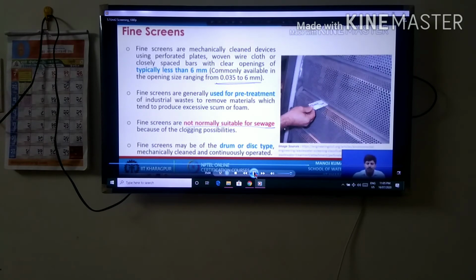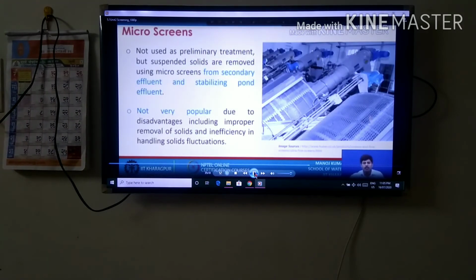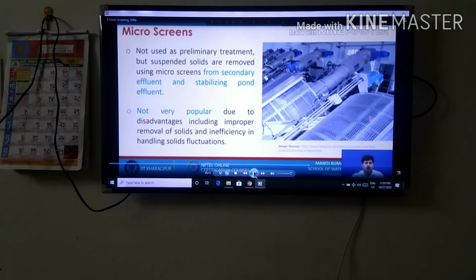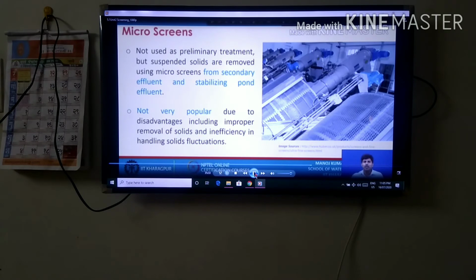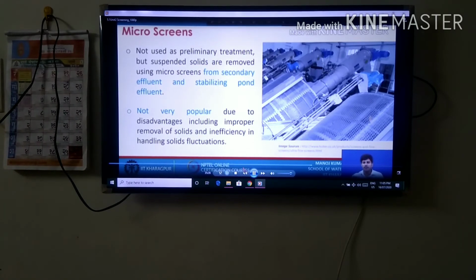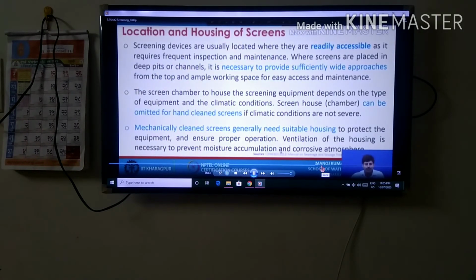This could be drum or disc type, okay, depending on the placement and depending on the design. There are various screens which are not used as a pre-treatment, but the suspended solids are removed using micro screens from secondary effluent many times. So these are not in fact part of the scheme that we have been discussing so far as the first unit. They can be used at a later stage and they are not very popular due to several disadvantages, such as improper removal of solids and inefficiency in handling solid fluctuations, because with less than 1 MLD, 1 million liters per day. So these are the different types of screens.